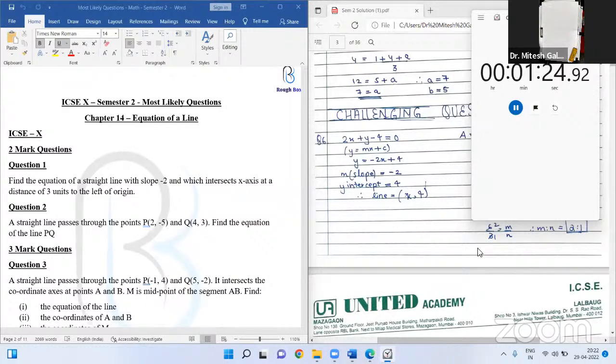So how many hands going up? Let me see at least 15, 20 hands going up so that we can start with the solution. Find the equation of the straight line with slope minus 2 intersects x-axis at a distance of 3 to the left of the origin. So let's look at the solution.